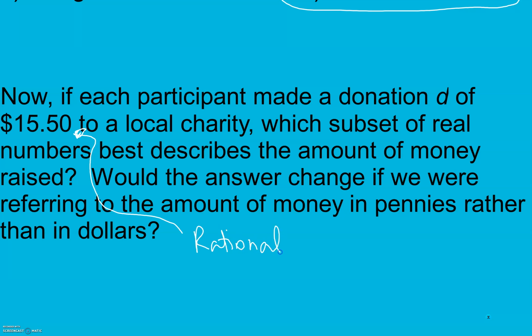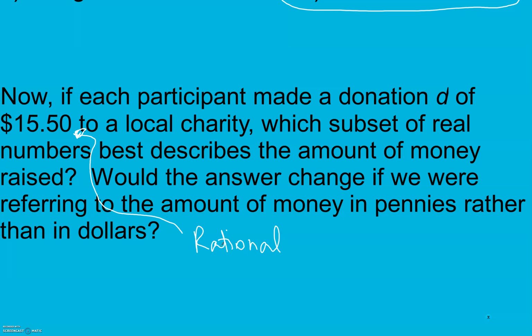Okay, so first thing we want to do is figure out, is it rational or irrational? If it's rational, try and break it down further if it can be. If it's a negative number, it could be an integer. If it's 0, it's a whole number. If it's 5, it's a natural number, things like that.